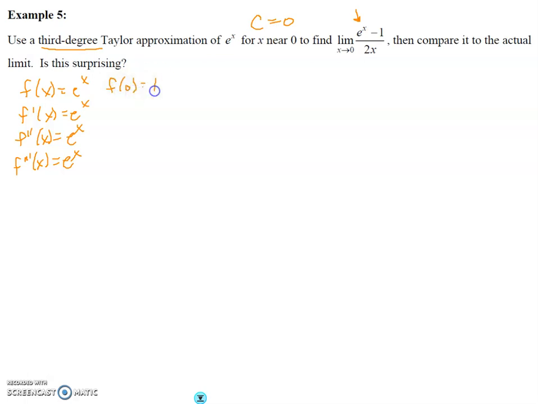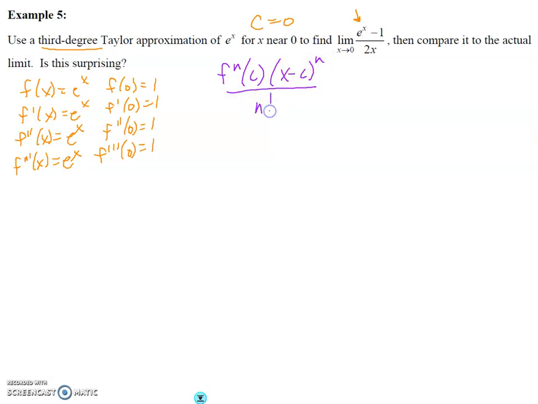So f of 0 is equal to 1, f prime of 0 is equal to 1, f double prime of 0 is equal to 1, and f triple prime of 0 is equal to 1. So this isn't something that you have to write on your paper every single time, but just for us learning the process, I like to write that out. Alright, so let's write our polynomial. So let's remember our definition. We've got f to the n of c times x minus c to the n all over n factorial.